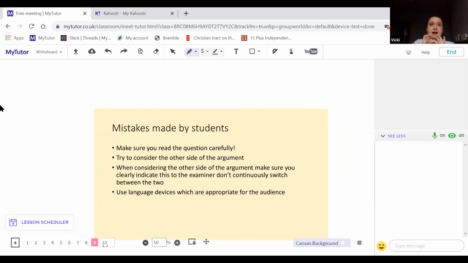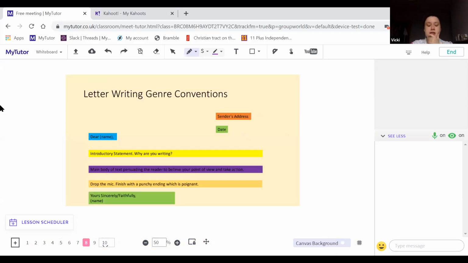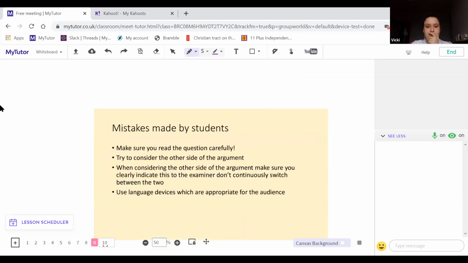So make sure you read the question carefully. With this, I've seen some people who've argued to the person they're writing for, saying, you have said this, and they're referring to the quotation you're given, and they haven't said that. You are writing to argue for or against that, but not in response to. So that's a big downfall with that one.